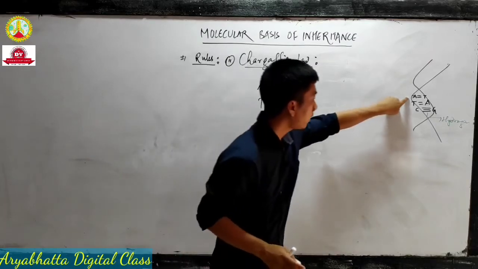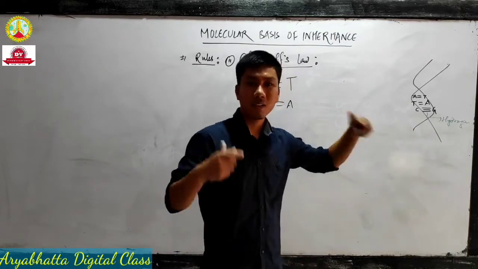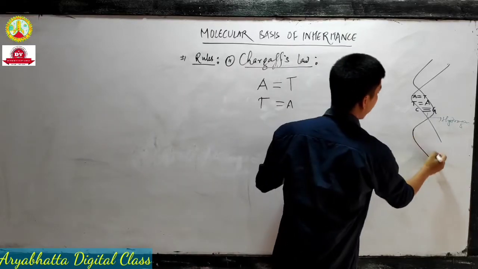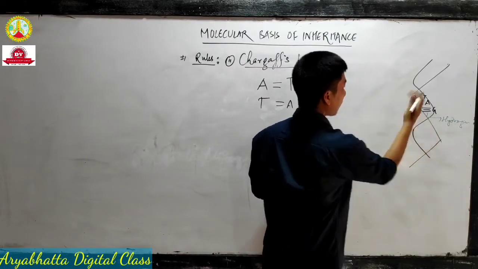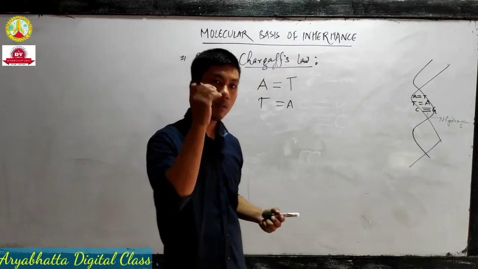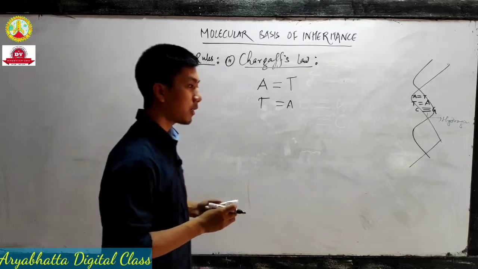Okay, suppose from here to here we got 10 adenine, in one complete turn. Suppose there are 10 adenines, so try to imagine. Then the number of thymine will also be the same, as many as the number of adenine.